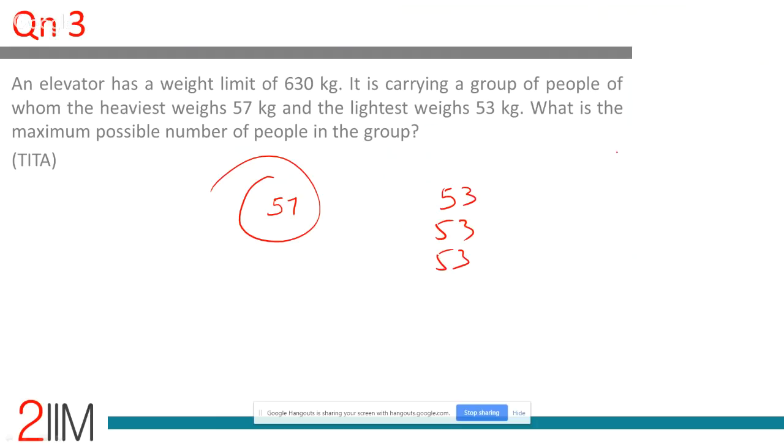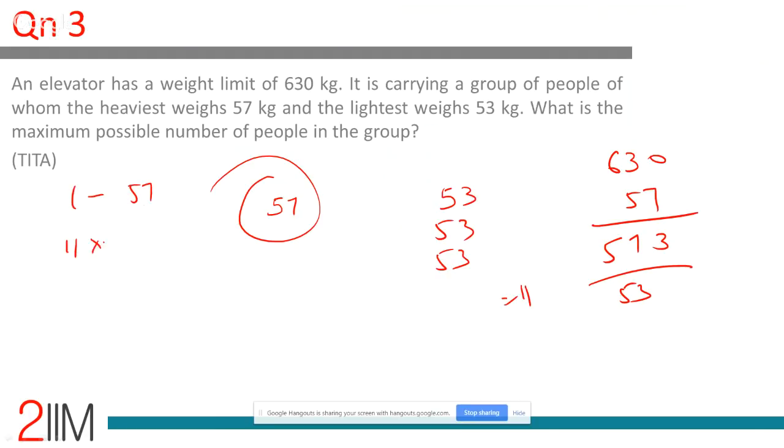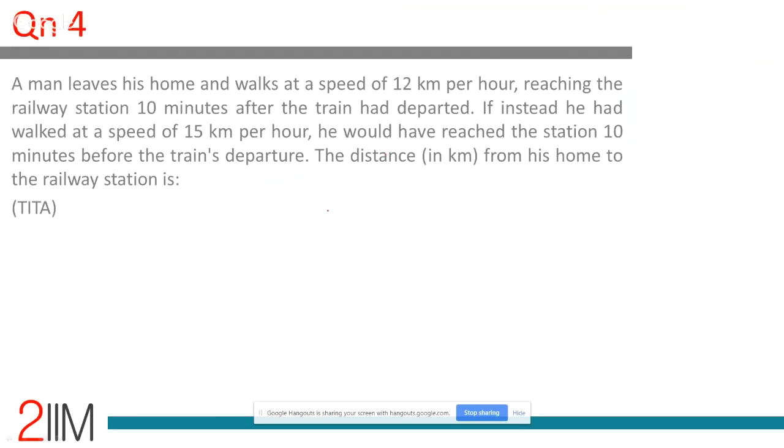There should be at least one guy with 57. Subtract that. So this is 573. 573 divided by 53 is 11. So 11 plus 1, 12 people. One guy weighing 57, 11 people weighing 53 each. That takes us to 630. 11 is the answer. Once again, we're good to go.